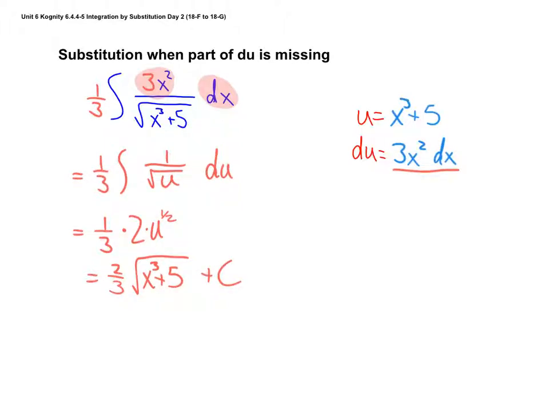So if you don't have the entire part of u, if you're just missing a constant, you can multiply by the constant on the inside and its reciprocal on the outside, and that'll give you what you need.